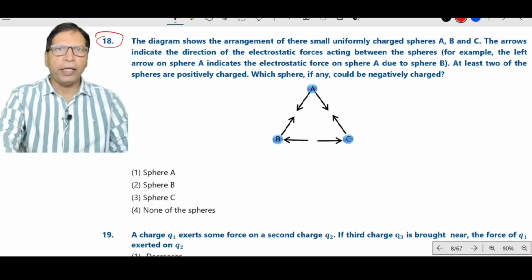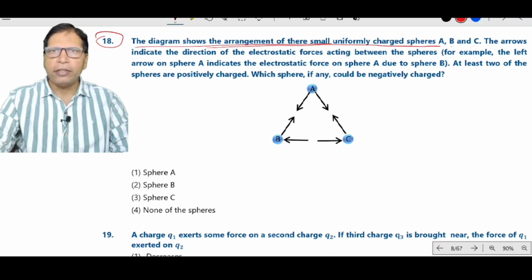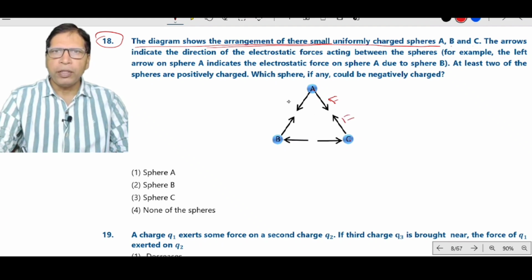Now look at question number 18. The diagram shows the arrangement of three small uniformly charged spheres A, B, C. The arrows indicate the direction of electrostatic forces acting between the spheres. A and C are attractive force, forces towards each other. A and B also attractive force. And B and C are the repulsive force.